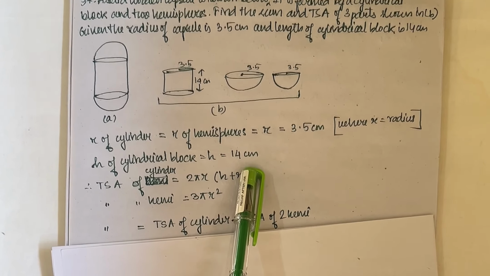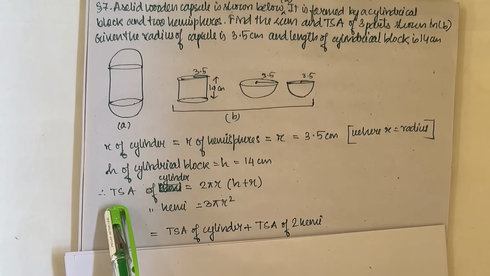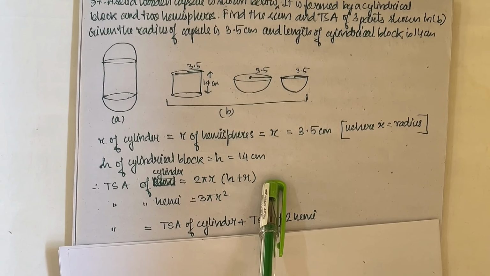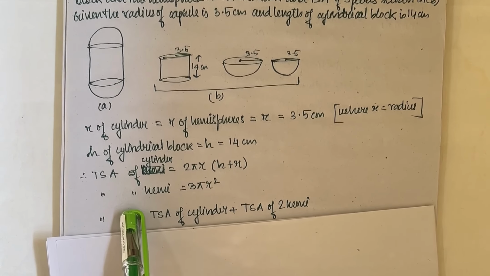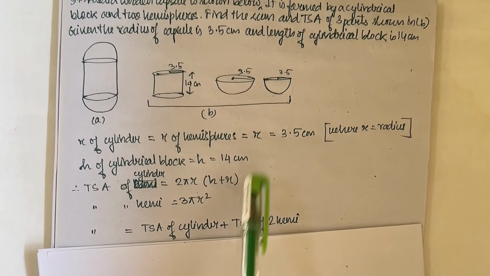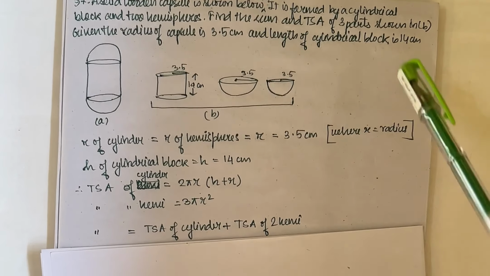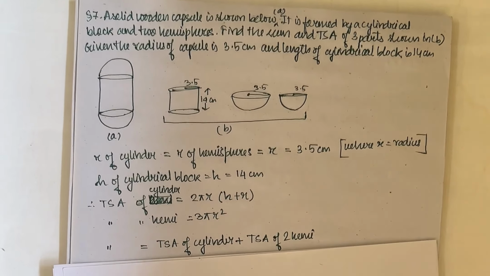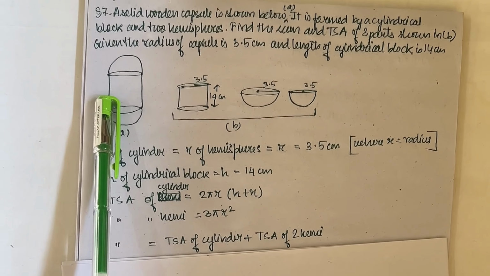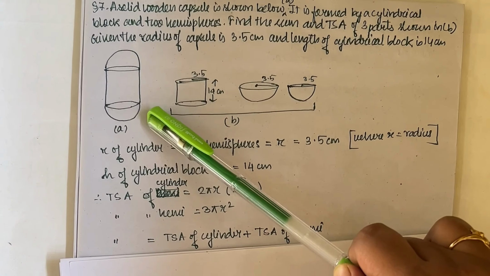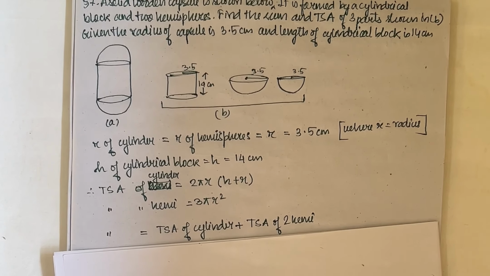the cylinder is 14. Now the total surface area of the cylinder, this is the formula, and the total surface area of the hemisphere, this is the formula. Now the entire total surface area is the total surface area of the cylinder as well as these two hemispheres. So we are just writing it.